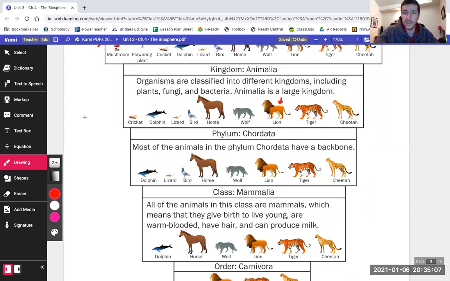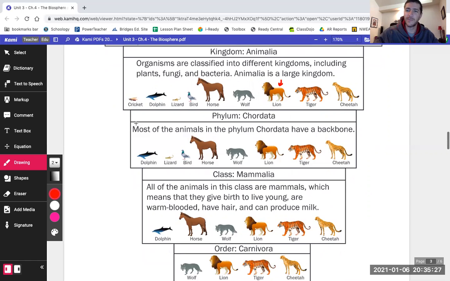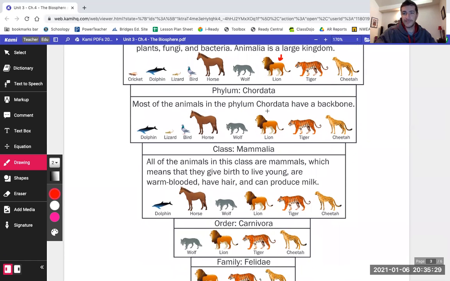Now, going down to the next one, most of the animals in the phylum Chordata, sorry, they have a backbone. So the cricket, he's gone. All those others have stayed, probably because they are a little bit braver. They've got a backbone, they've got a spine. So moving on. Oh no, there's our lion. Good call. Now, Mammalia on the next one is going into class now.